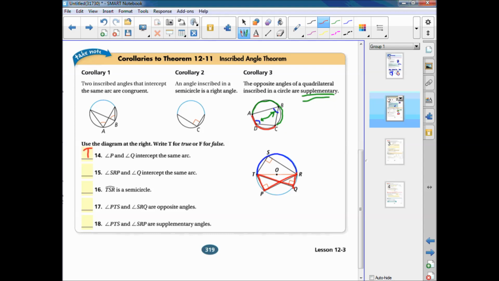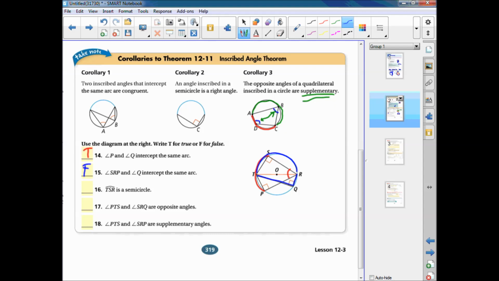Angle SRP and angle Q intercept the same arc. Let's see, so we'll erase here. SRP is this angle, which corresponds to this arc. And Q is this angle, which corresponds to this arc. So this is going to be false. The arcs overlap, but they're not the same.